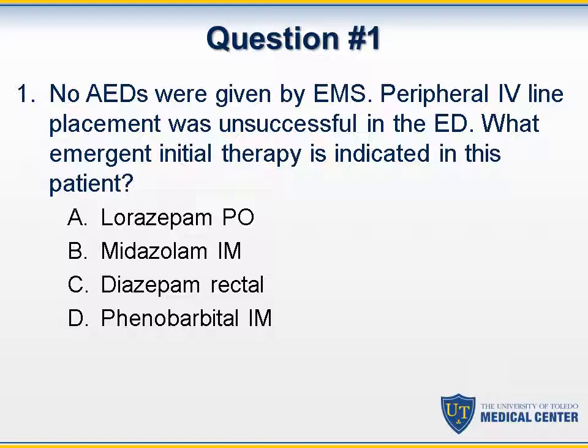So no AEDs were given by EMS. Peripheral IV line placement was unsuccessful in the ED. So what emergent initial therapy is indicated in this patient? A, lorazepam PO, B, midazolam IM, C, diazepam rectal, or D, phenobarbital IM. So the correct answer is B, as midazolam is preferred if lorazepam cannot be given IV.